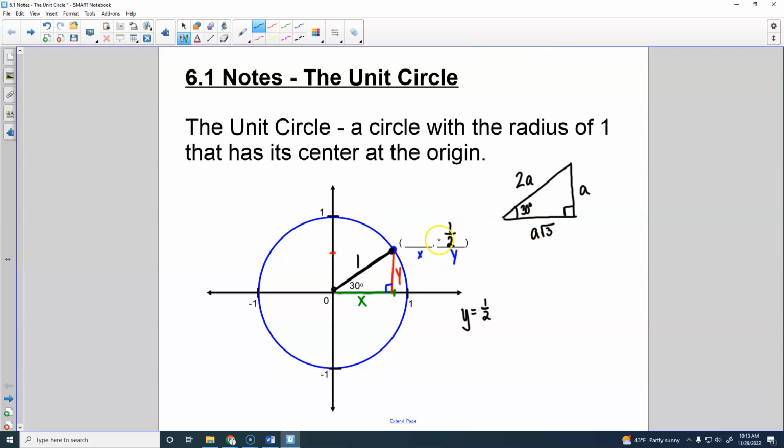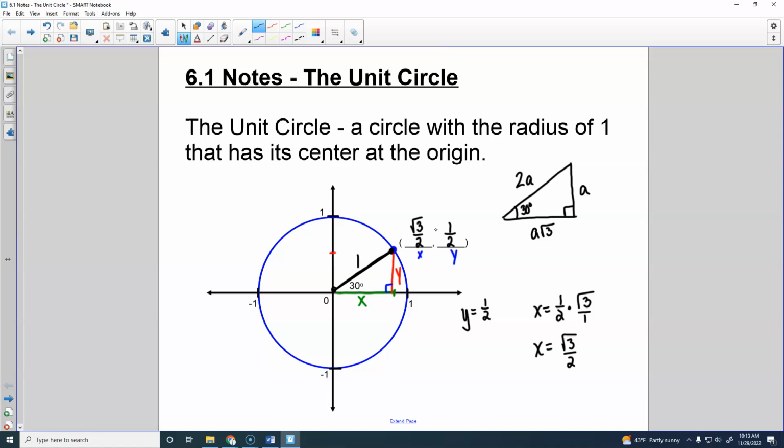Then, what do we do to find our x coordinate? Multiply 1/2 by the square root of 3, which I could make square root of 3 over 1. So that is just square root of 3 over 2. So that is my x coordinate.